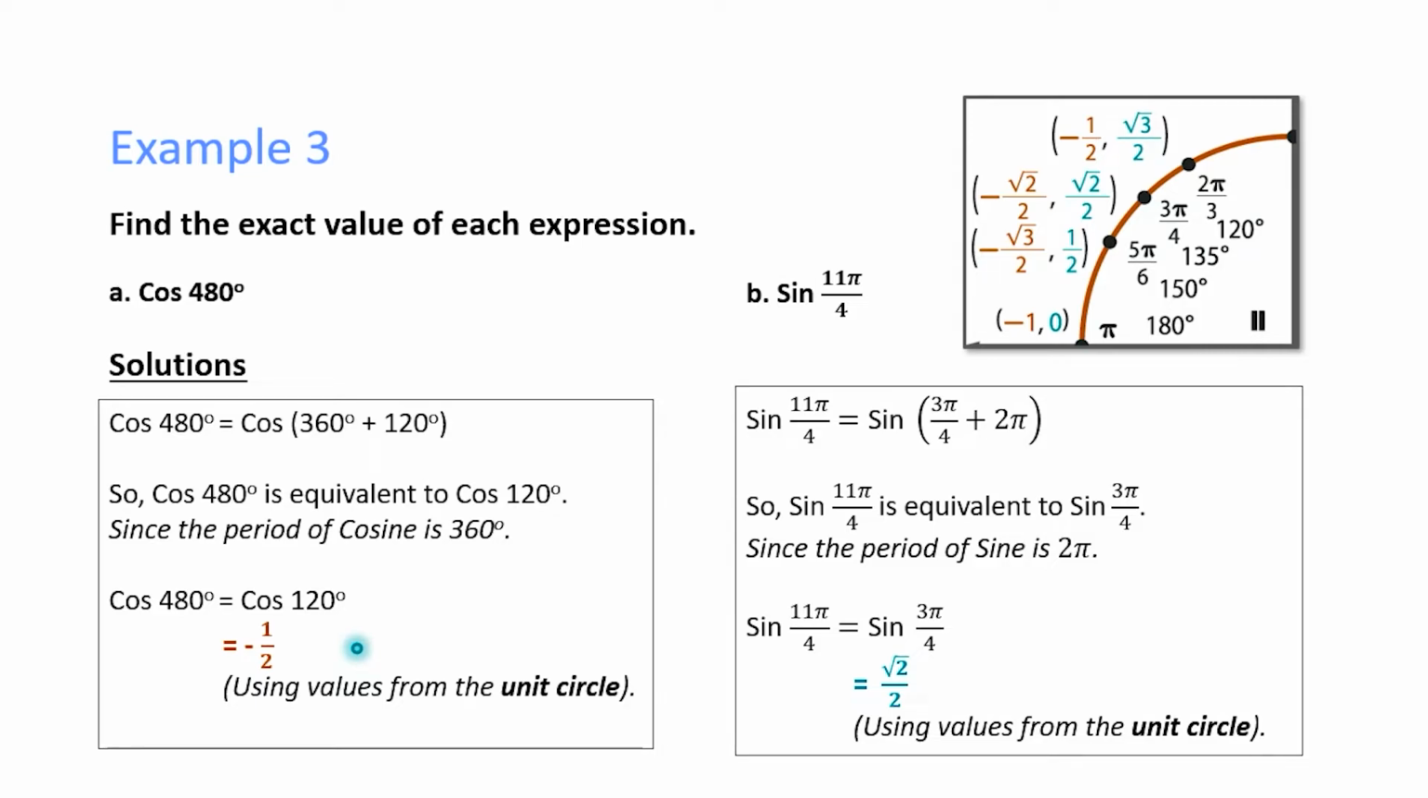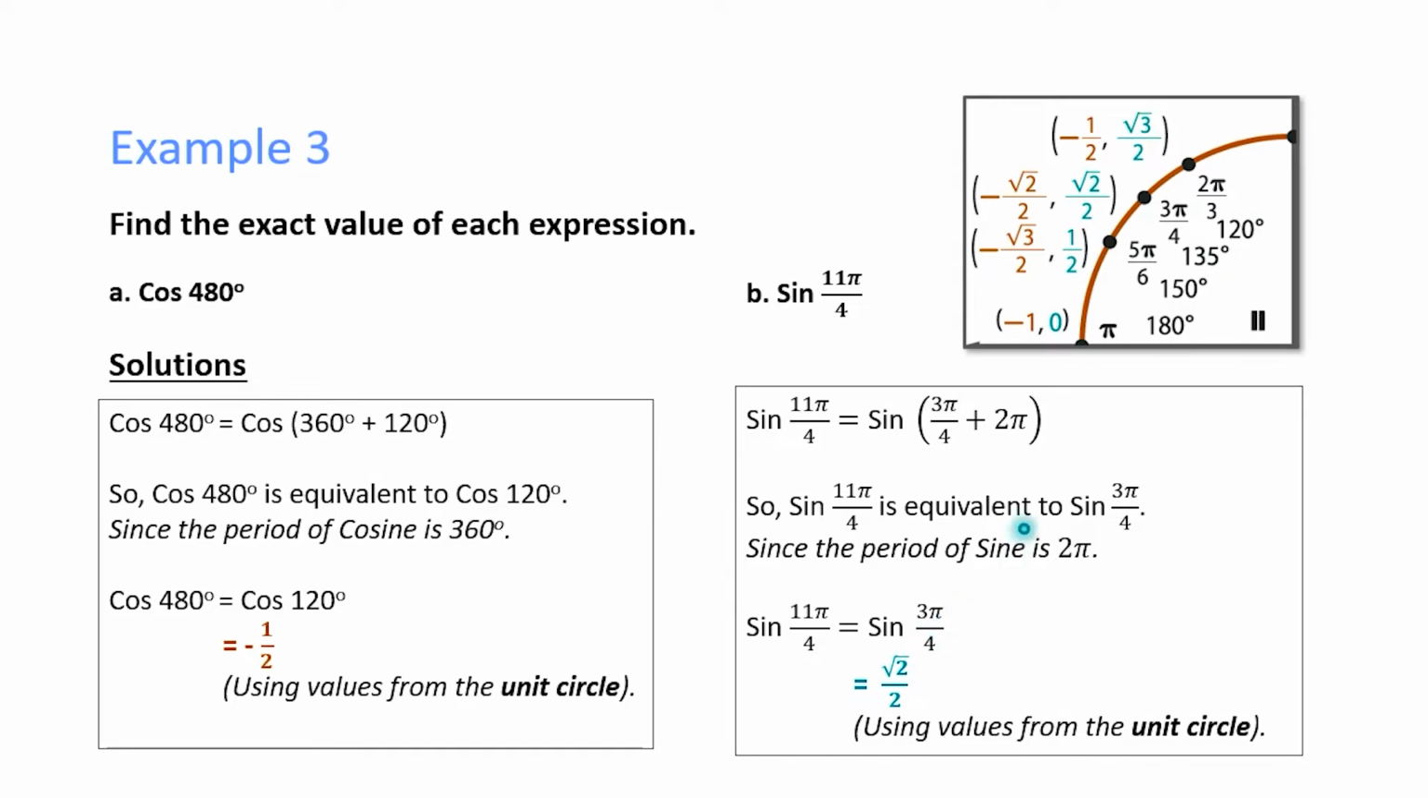For the second example, we have sine 11 pi over 4. Again, the period of the sine function is 2 pi, plus an extra 3 pi over 4. So sine 11 pi over 4 is equivalent to sine 3 pi over 4, because the period of sine is 2 pi. If we subtract that, we have sine of 3 pi over 4.